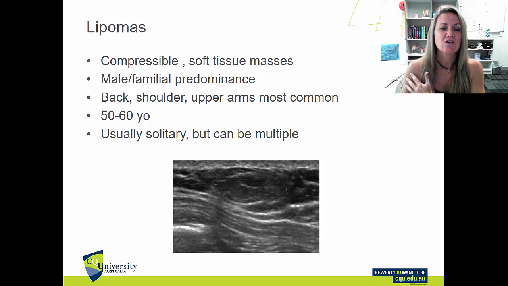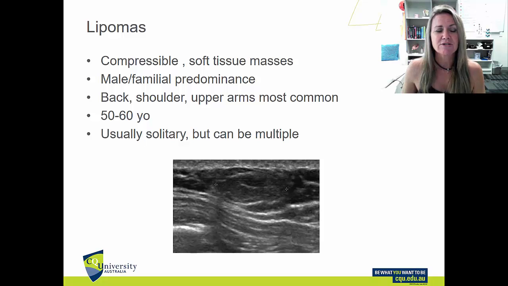Now the back, the shoulder, the upper arms are most common. A lot of males, however, do get them in the groin area, and they'll just have this lump, which is often confused with an inguinal hernia. So it's important that you get them to strain if it is down around that inguinal region or that groin area, to make sure that it isn't a hernia, that it is just that soft tissue.